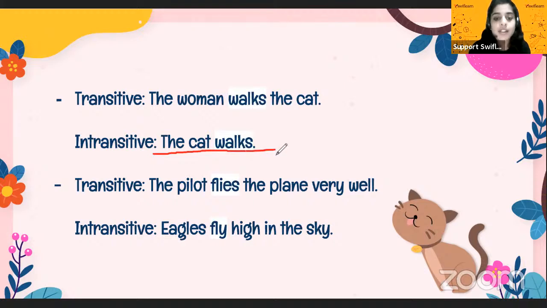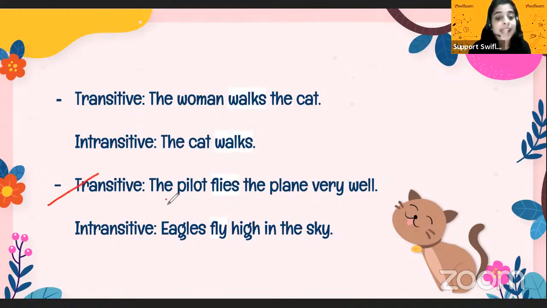The cat walks. Now here the cat is the doer of the action. Here cat is not the object. You must have seen that cat is the subject here now. It is the doer of the action. It's not an object. And walks is the intransitive verb. Here walks was used as a transitive verb and here it is being used as intransitive verb. I hope this is clear.